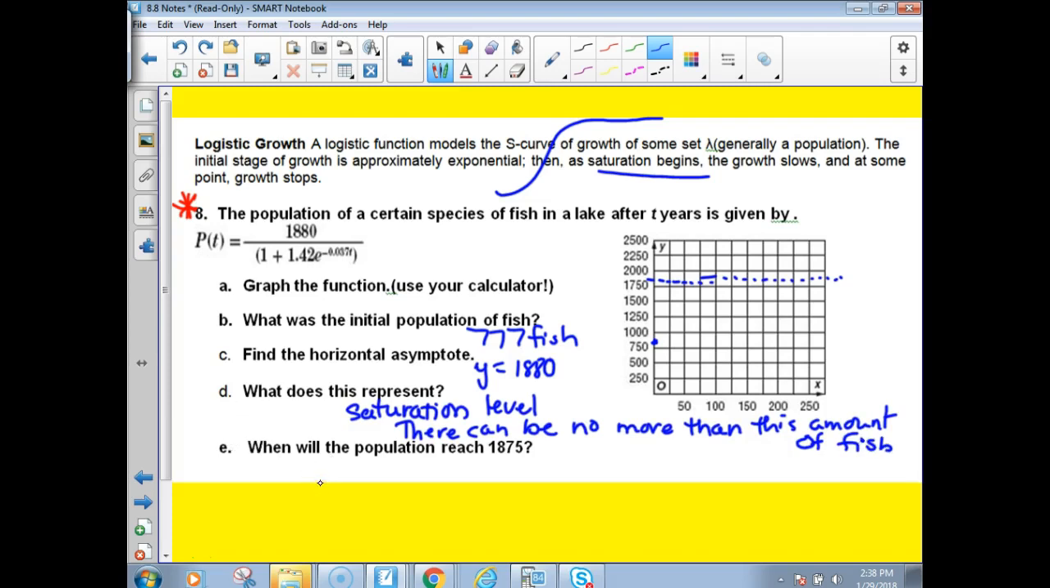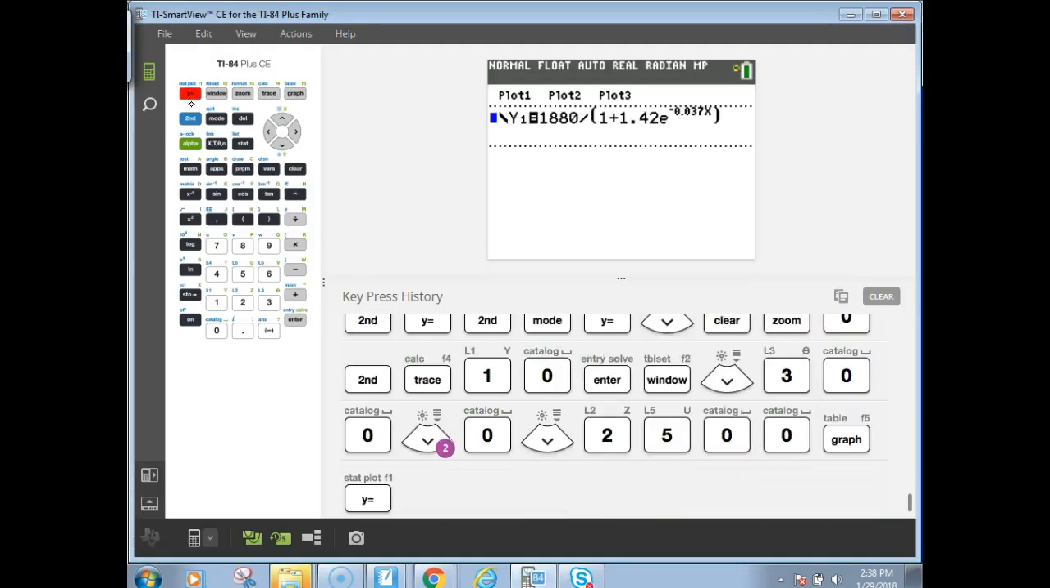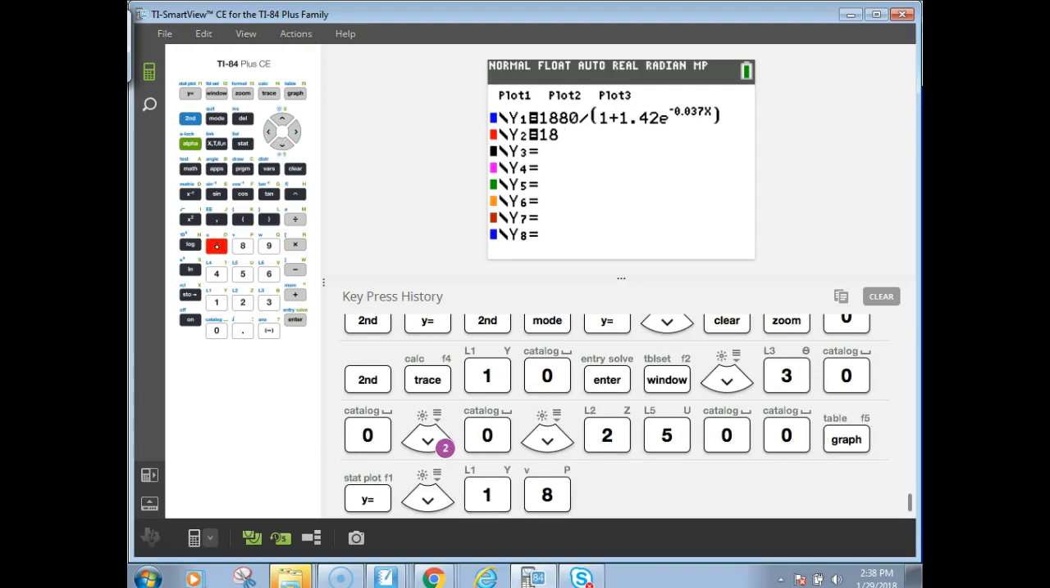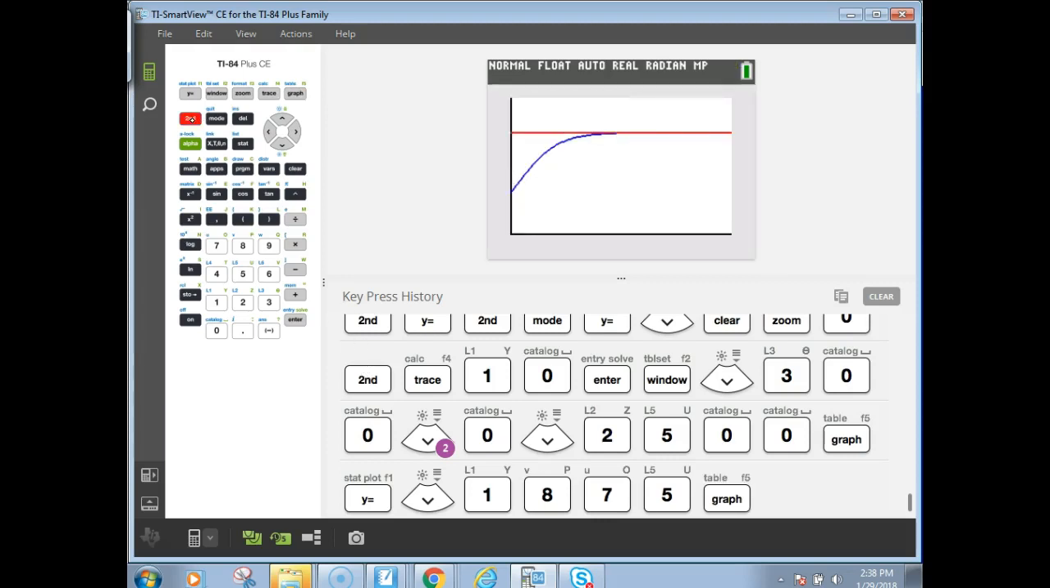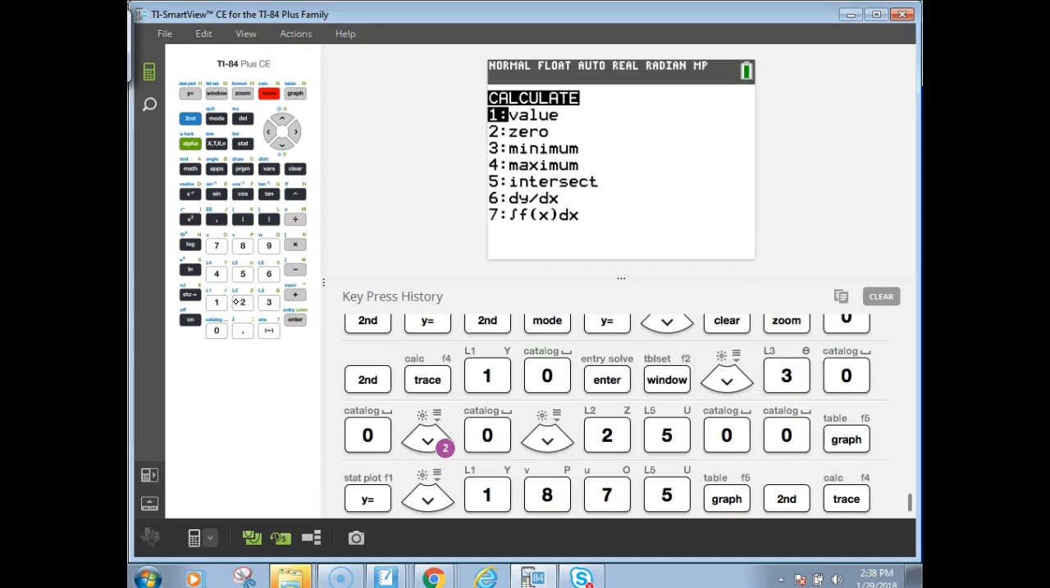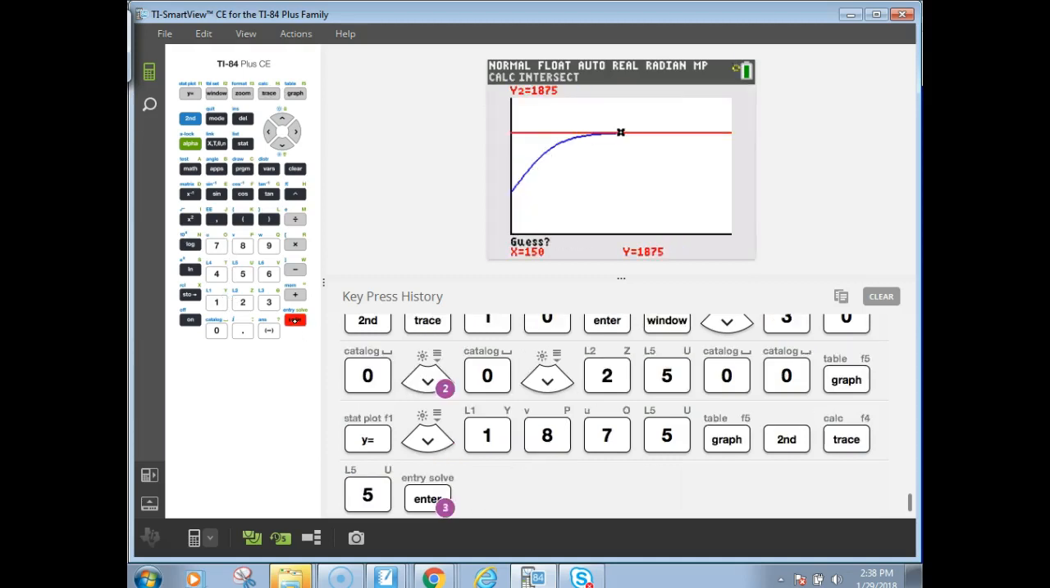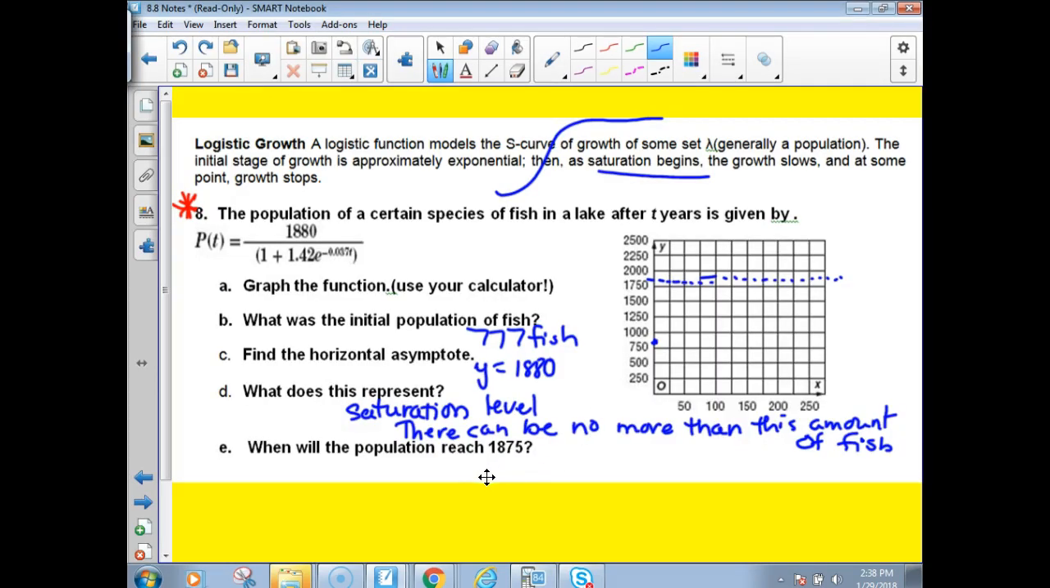And when will the population reach 1,875 fish? So you're going to put in y2, 1875, graph, and calculate the intersection. Okay, I got about 170. And was that in years? Yes, okay, about 170 years.